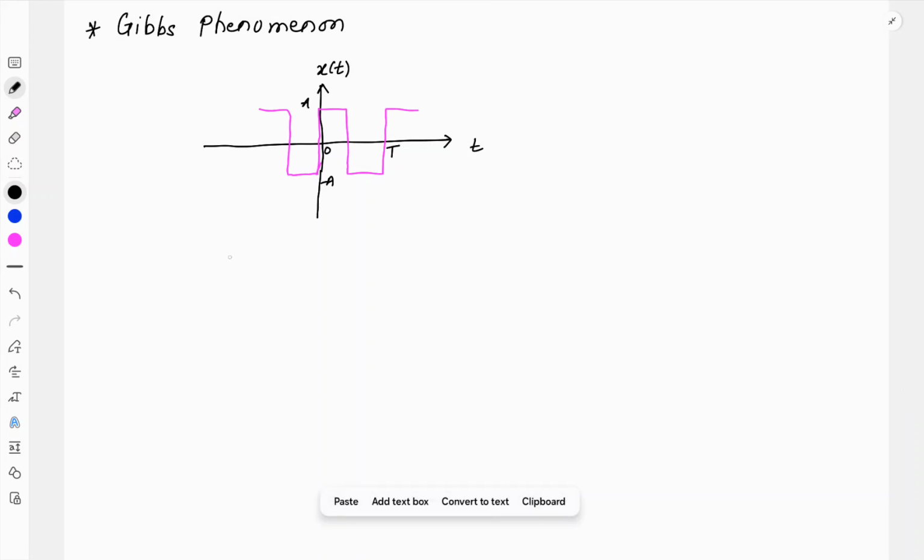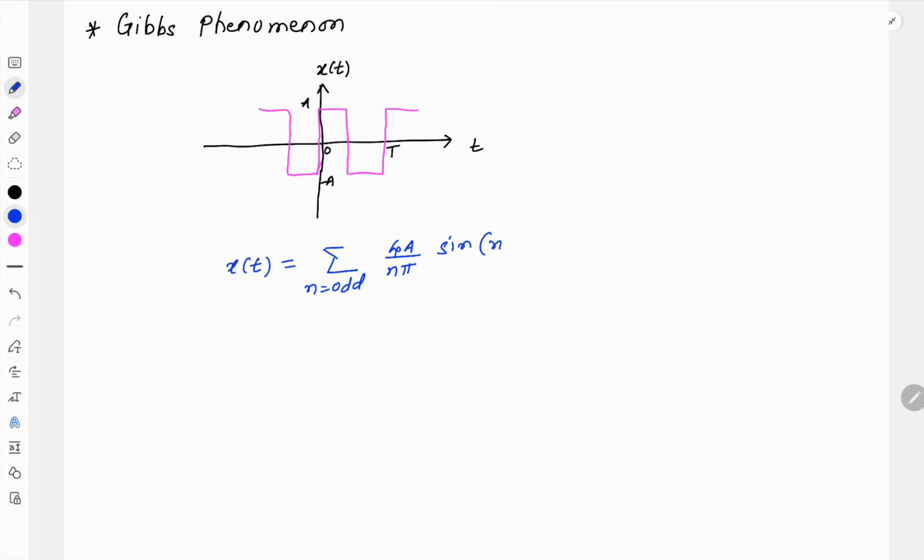So the representation of this square wave in trigonometric form of Fourier series is given as x of t equal to summation, n equal to odd, 4a upon n pi, sine of n omega t. We have already discussed that whenever we represent a square wave in terms of trigonometric Fourier series, we get that the square wave is a combination of only odd harmonics of sine components. Here 4a upon n pi represents the amplitude of the sine wave, and n omega t represents the different frequencies, which are multiples of n.